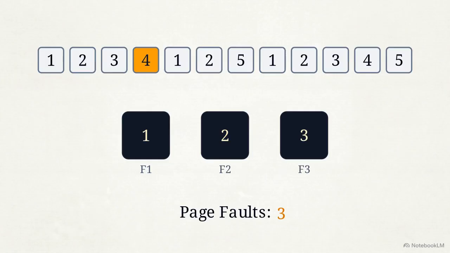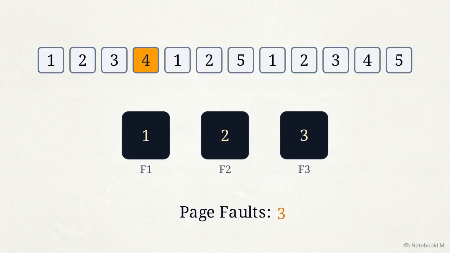At step 4, the system requests page 4. Because frames 1, 2, and 3 are completely occupied, we hit a bottleneck. One of these pages must be removed to make room. Here is where the optimal algorithm executes its precognitive logic.